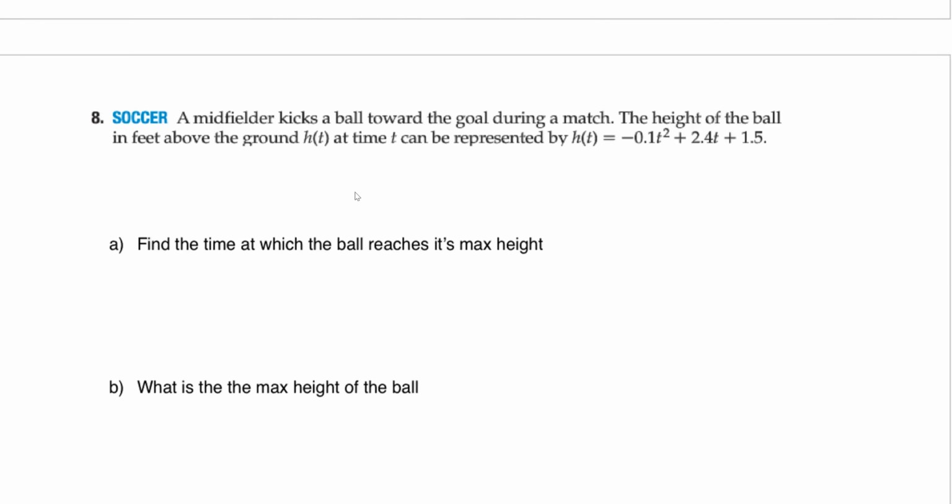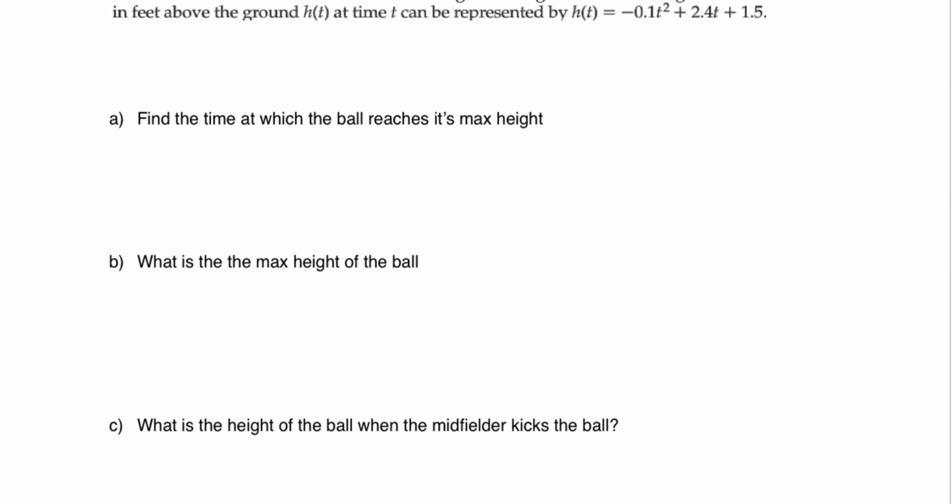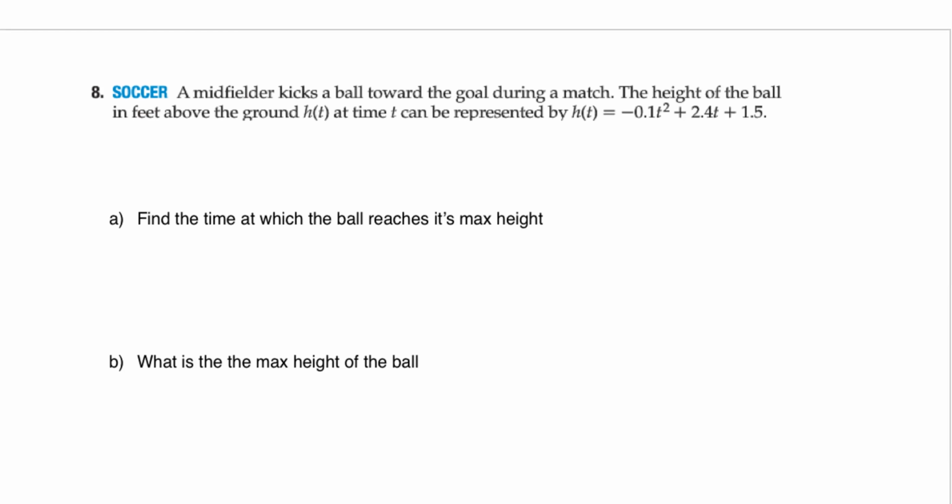Okay, let's go to one last thing. An application problem, putting everything we know from this chapter all together. A midfielder kicks a ball towards the goal during a match. The height of the ball in feet above ground is h, and t is time, represented by h of t. So again, h equals height, so how high is it? And t is time since the kick. And then we have that equation.